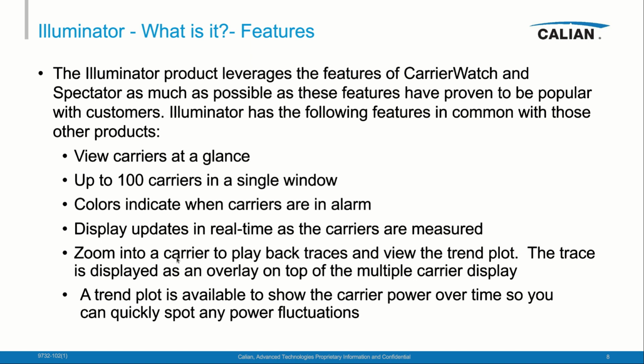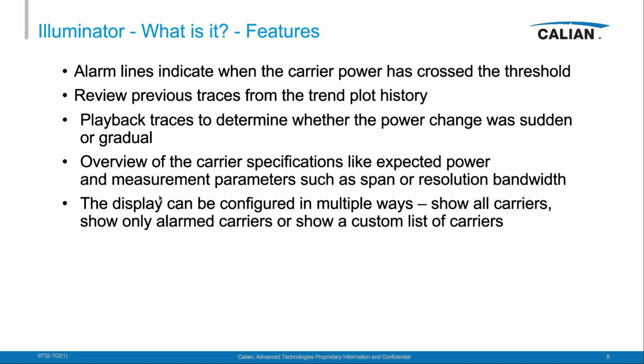Zoom into a carrier to play back traces and view the trend plot. The trace is displayed as an overlay on top of the multiple carrier display. A trend plot is available to show carrier power over time so you can quickly spot any power fluctuations. Alarm lines indicate where the carrier power has crossed the threshold, and you can review previous traces from the trend plot history. Playback traces to determine whether the power change was sudden or gradual. You also get an overview of the carrier specifications, like expected power and measurement parameters such as span, resolution and bandwidth.